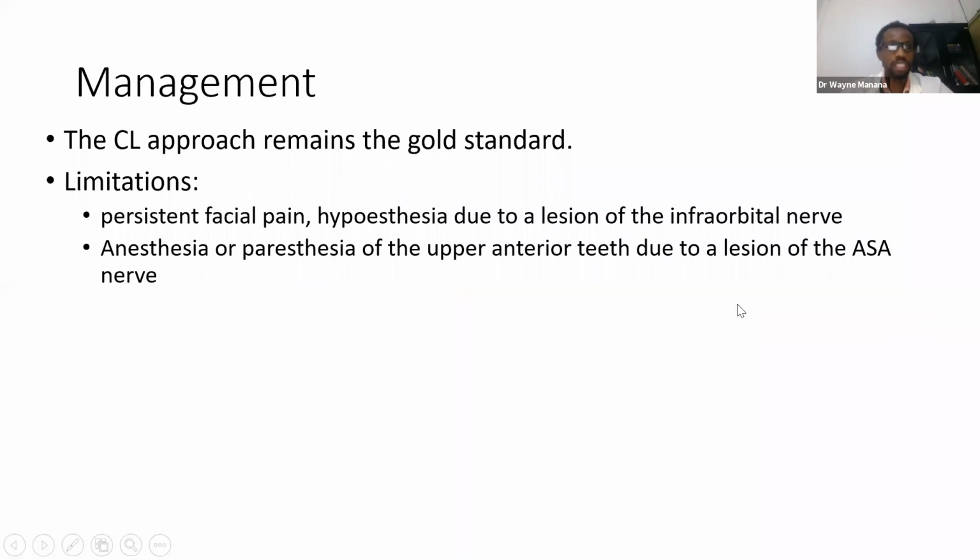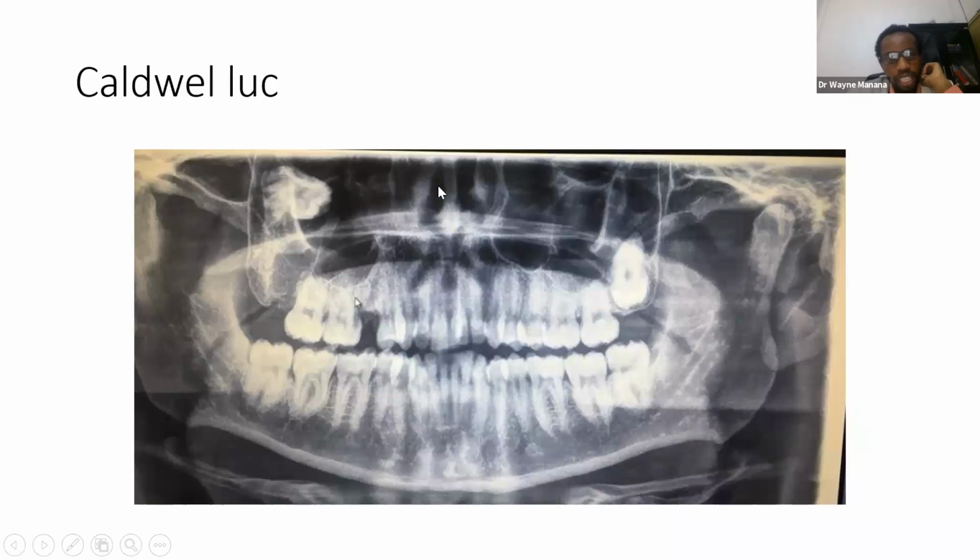Let me not get so much into that. The Caldwell-Luc remains the gold standard, although it has limitations of causing facial pain, sometimes paraesthesia because of the infraorbital nerve, if the surgeon or the dentist is not careful in dissecting that area. There might be damage to the anterior superior alveolar nerve. So in the Caldwell-Luc, for example, if during extraction of the upper eight there was a disaster of the tooth moving into the sinus.